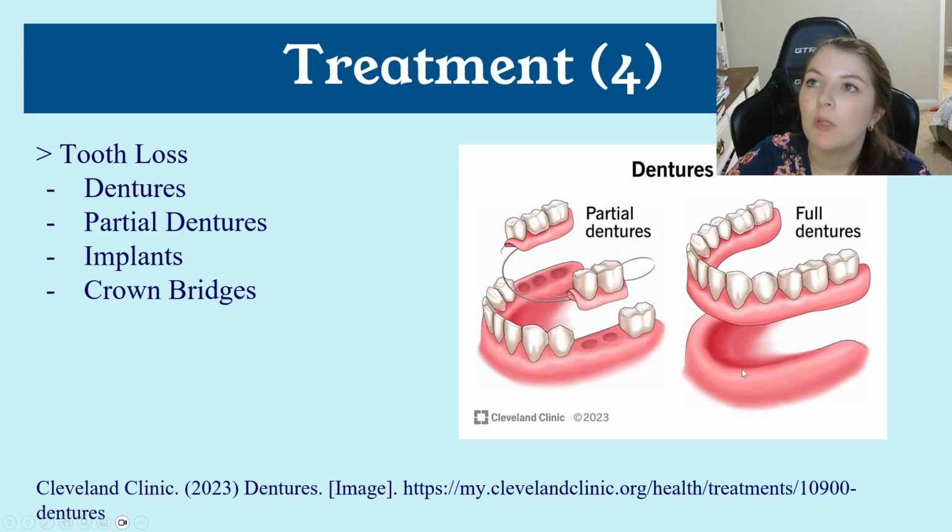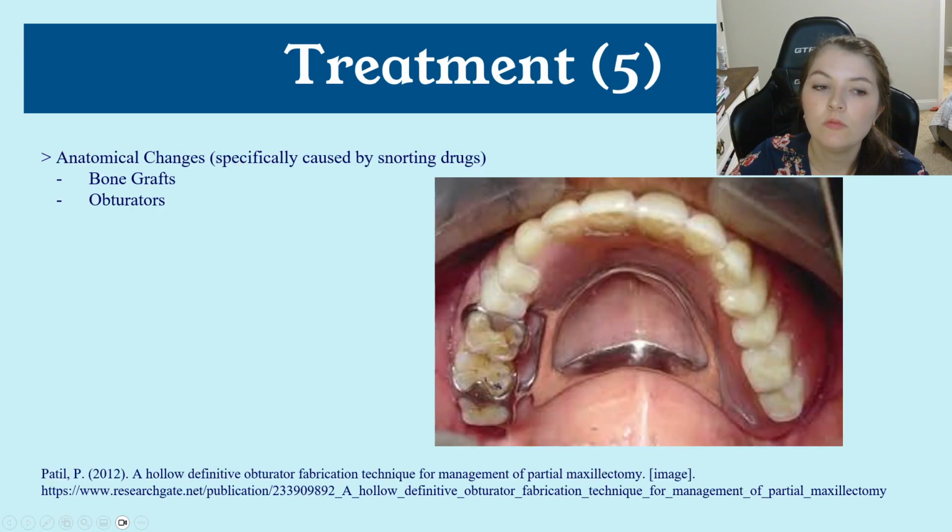A dental implant is a screw that's placed into the gum tissue, and then a crown, like a single tooth, is placed on top. And a crown bridge is something that is permanent, does not come in and out, but it fills one space of a missing tooth there. Anatomical changes, like we talked about before, are those caused by cocaine, having a hole in the hard palate or soft palate of the mouth.